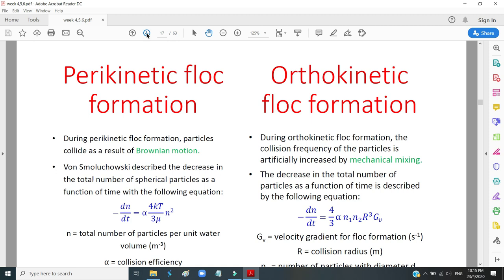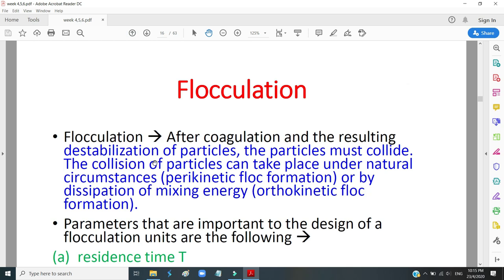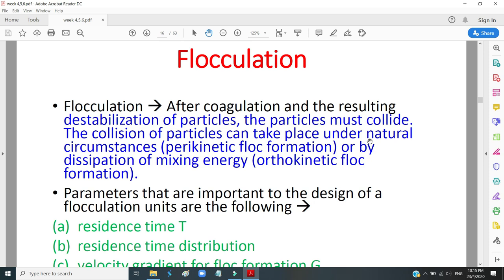So we have two more, which are perikinetic floc formation and orthokinetic floc formation. So we can see it's this one and this one. Here is perikinetic floc formation, so we can see that it's under natural circumstances. And then this is dissipation of the mixing energy.